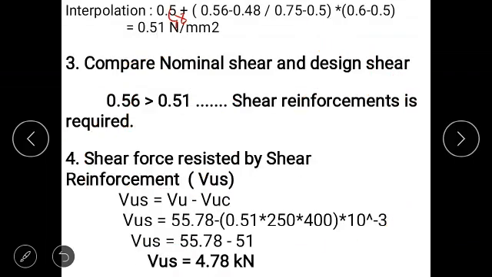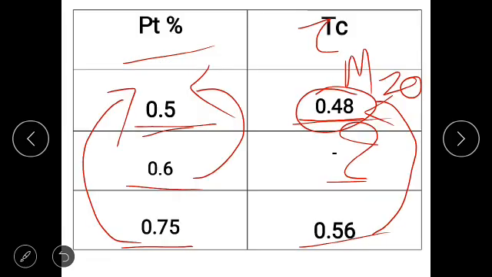So we got the PT percentage for the 0.6 tau C value. By interpolation, that is 0.48 plus (0.56 minus 0.48) divided by (0.75 minus 0.5) into (0.6 minus 0.5). The value is 0.51 Newton per mm square. How do we calculate it? By interpolation.